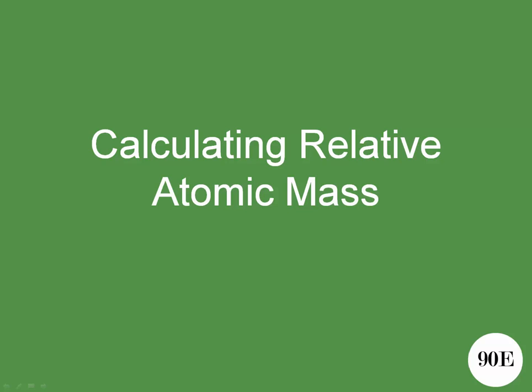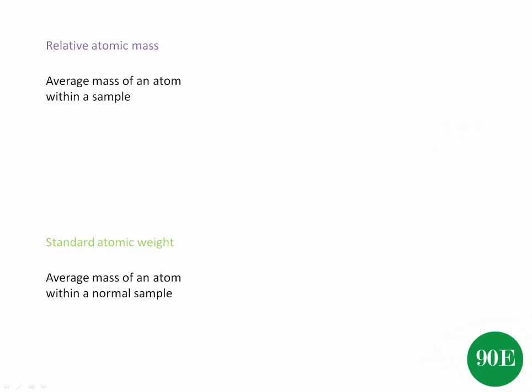In this video we'll be looking at how to calculate the relative atomic mass for a sample and comparing that to the standard atomic weight for the chemical element. You'll remember from our previous video that the relative atomic mass is the average mass of an atom within a sample, irrespective of where that sample comes from.